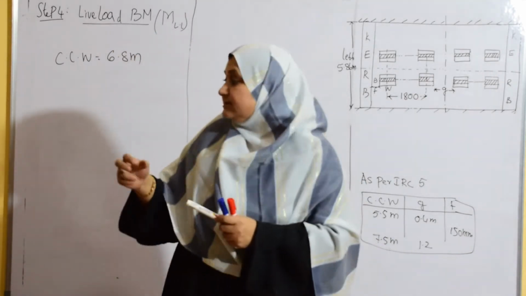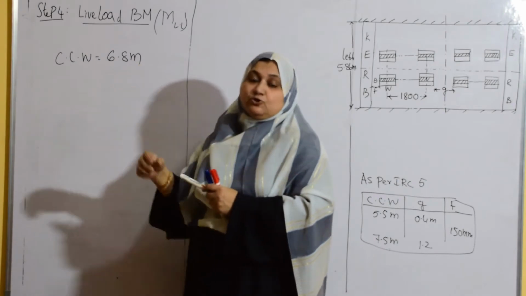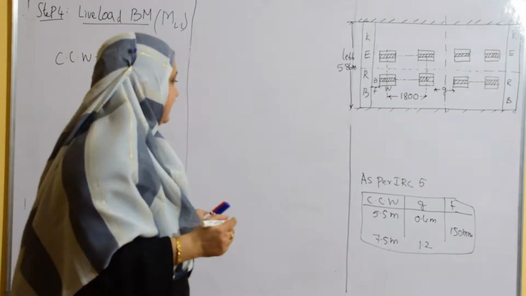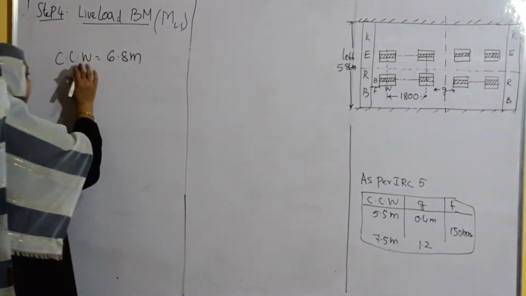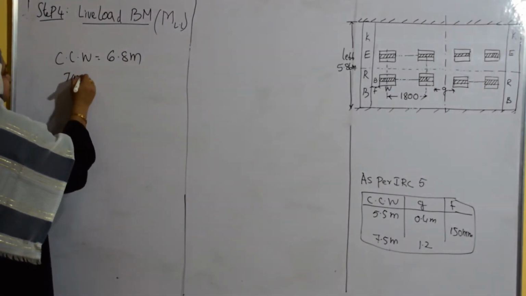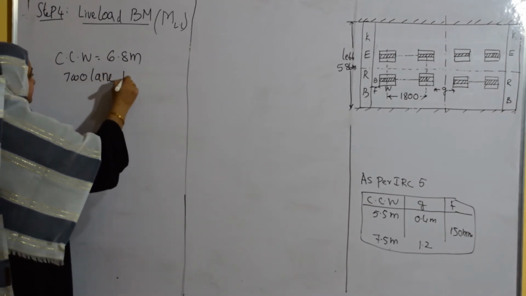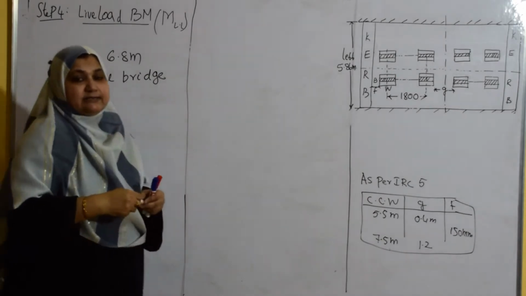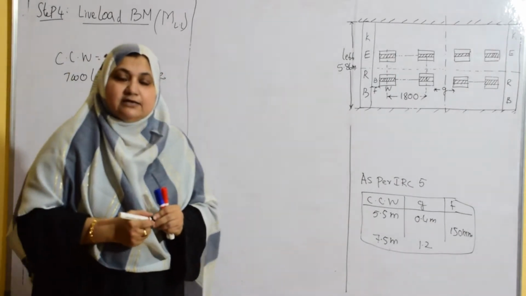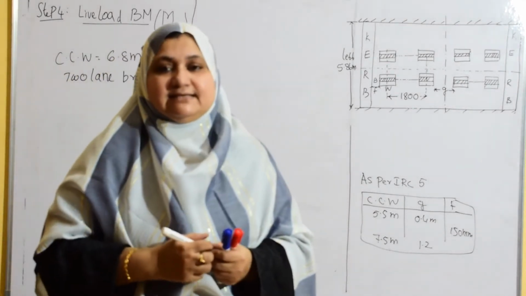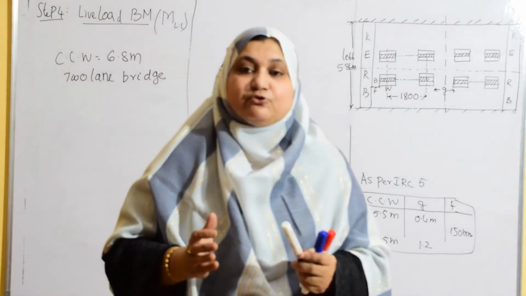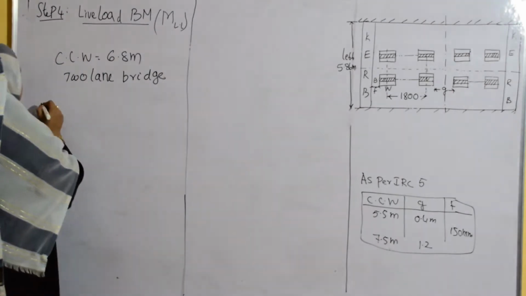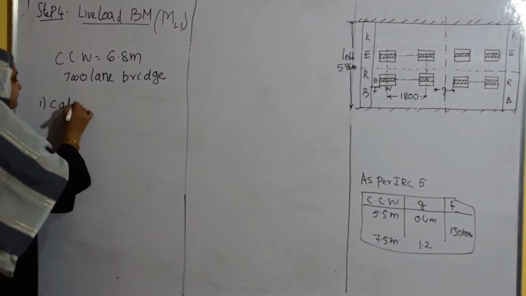So, because the clear carriageway width is sufficient to provide 2 lanes, we are going to design it as a 2-lane bridge slab. What we need to calculate first is the value of G. We need to calculate many distances here, because we have to fix up the distances. So first, I am going to calculate the value of G.